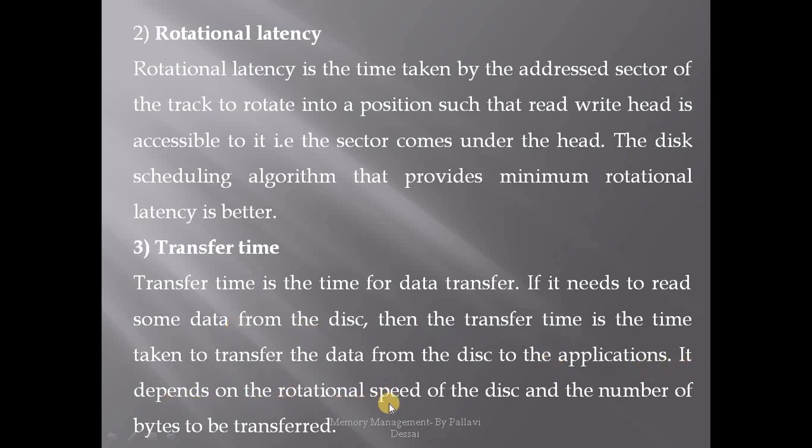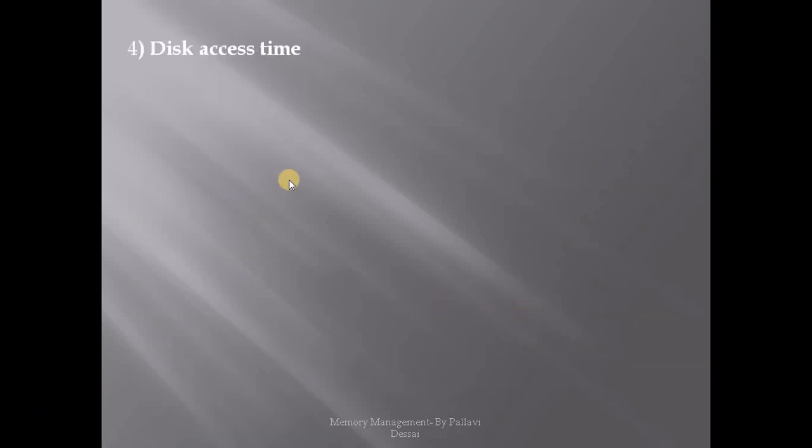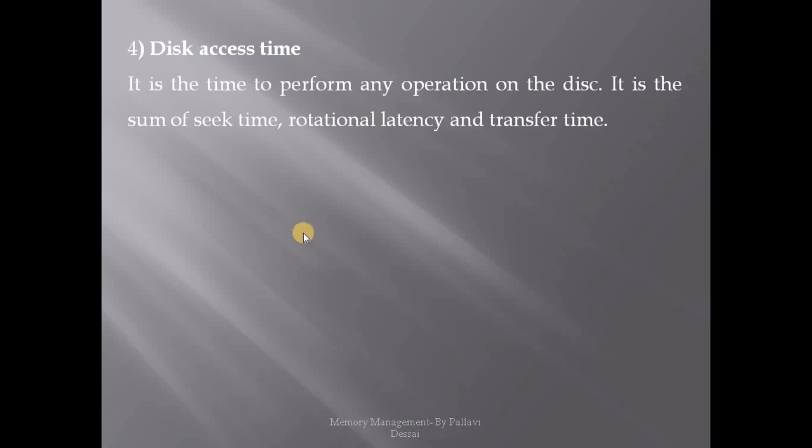It depends on the rotational speed of the disk and the number of bytes to be transferred. So this is the third most important criteria. Next, disk access time. It is the time to perform any operation on the disk. It is the sum of the previously seen criteria, that is, the sum of seek time, rotational latency and transfer time. So the total access time is equal to seek time plus rotational latency plus transfer time.